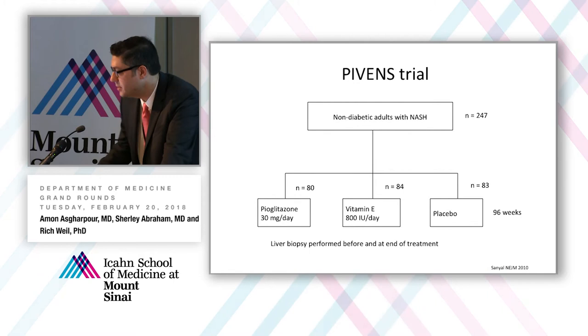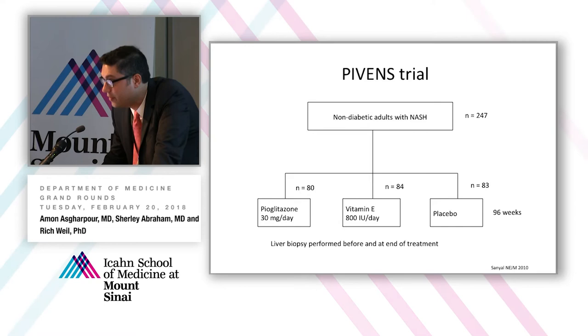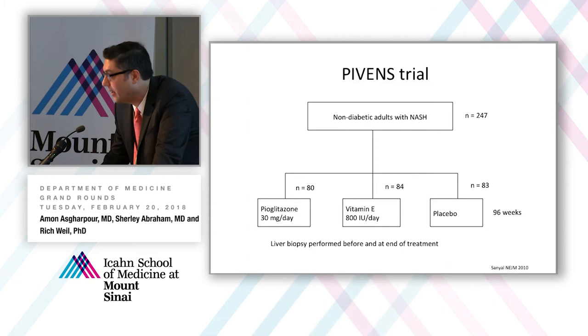PIVENS is the seminal study out of the New England Journal. It was the first study to actually show any efficacy. They looked at non-diabetic patients and gave patients pioglitazone, vitamin E, or placebo. And they had liver biopsies at the beginning and then at the end of 96 weeks.